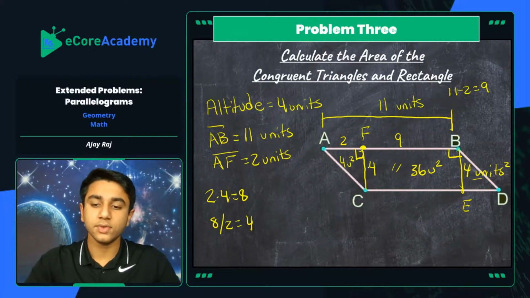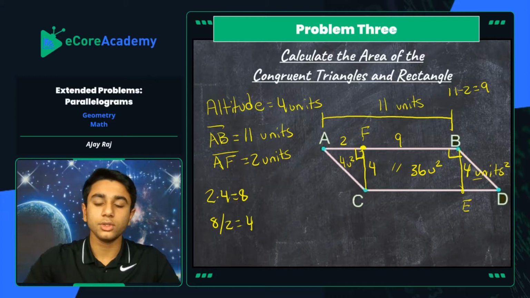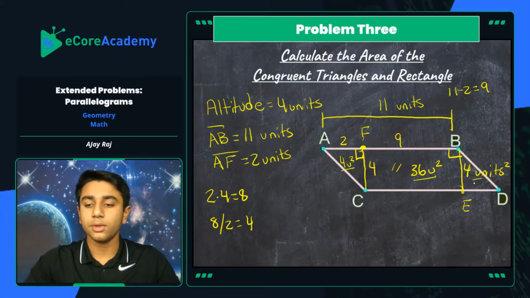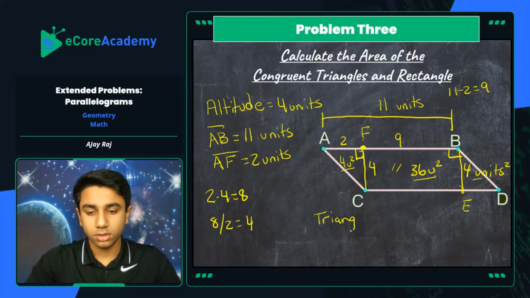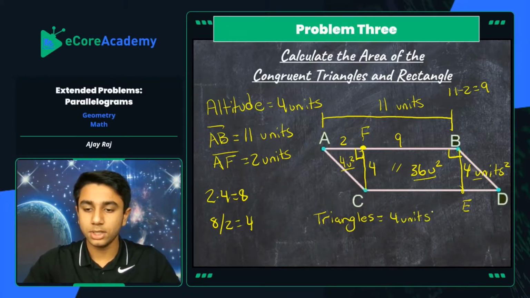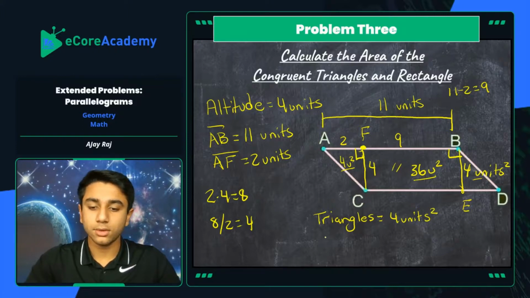So now what can we do here? We can just add these values up, but what we're really trying to do is calculate the separate areas. So we can write here, triangles equal 4 units squared, and that's triangles AFC and BED. And then our rectangle equals 36 units squared.